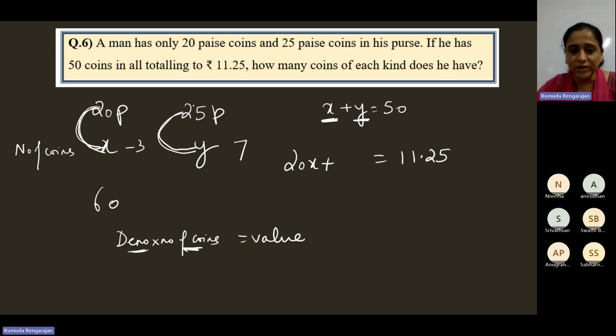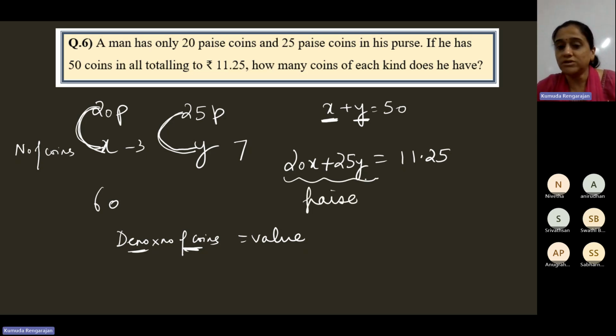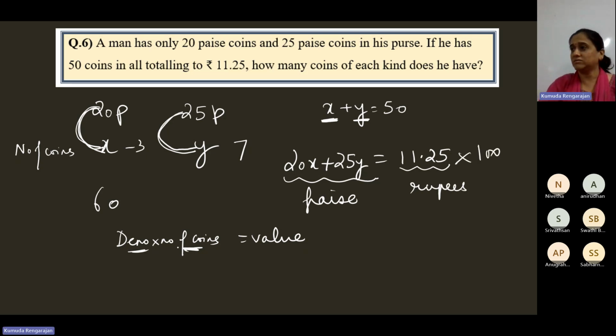When you multiply like 25 into 7, you get the value of money, right? 175 paise. In the same way, 25 into y is the value of all the 25 paise coins. But clearly, when you add these two, you will get the answer in paise, right? But this one is in rupees. You should convert this also to paise by multiplying by 100. When you add these two, you'll get the answer in paise.